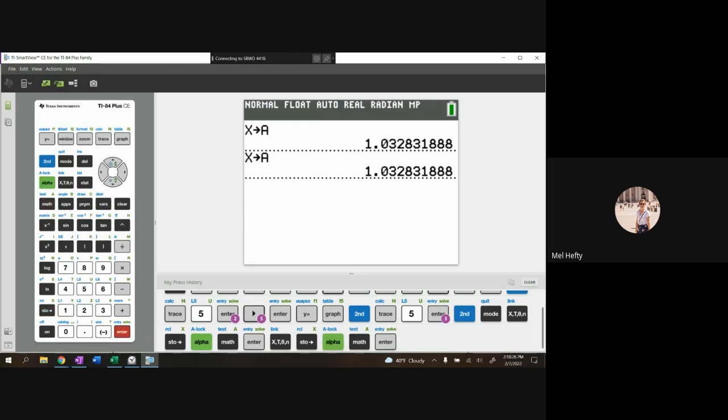Why would I want to do that? Because X is going to change if I use X in an integral, so I can't use that. But I don't want to type this number over and over again. So I'm going to tell my calculator, hey, put this number that I have in A, and only change it if I tell you to.